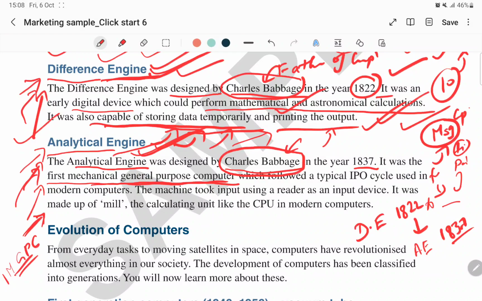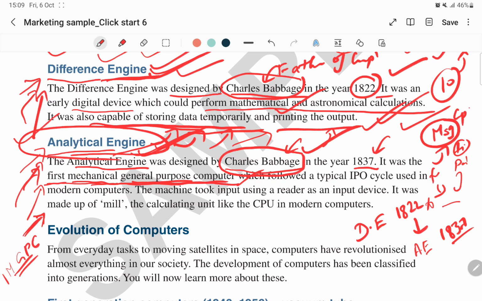So our analytical engine is a calculating device and also a general purpose computer, a mechanical general purpose computer, the first of its kind, developed by Charles Babbage, who was known as the father of the computer, in the year 1837. What was specific about this analytical engine? It is the last from the list of calculating devices, and very important because Charles Babbage developed it: the first mechanical general purpose computer.